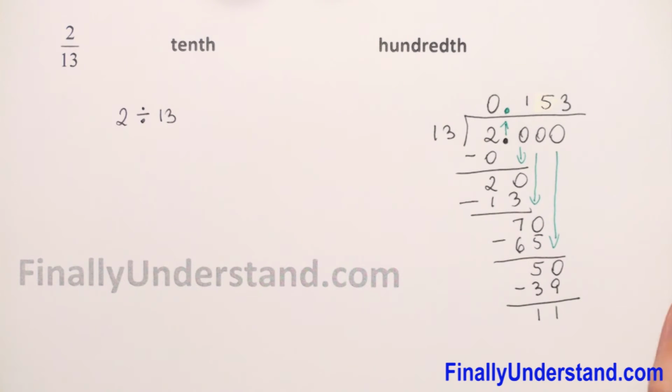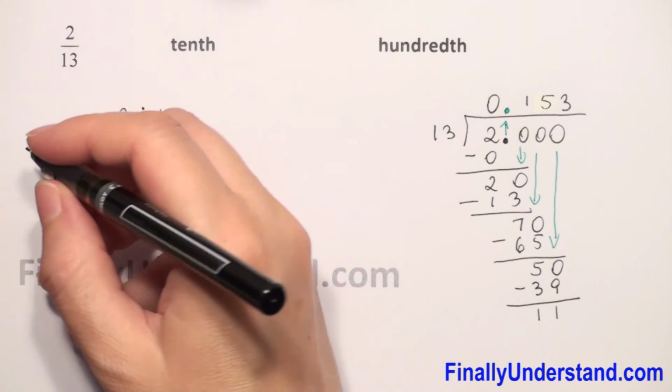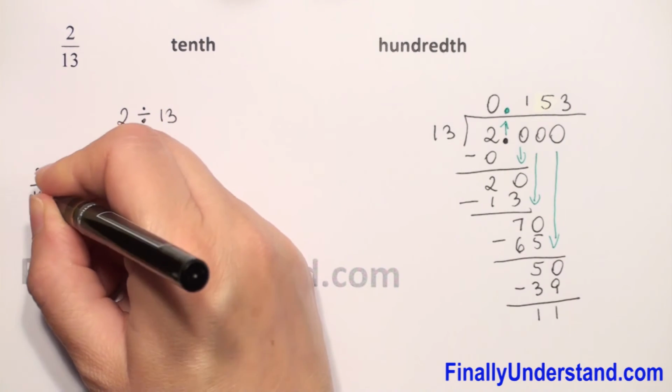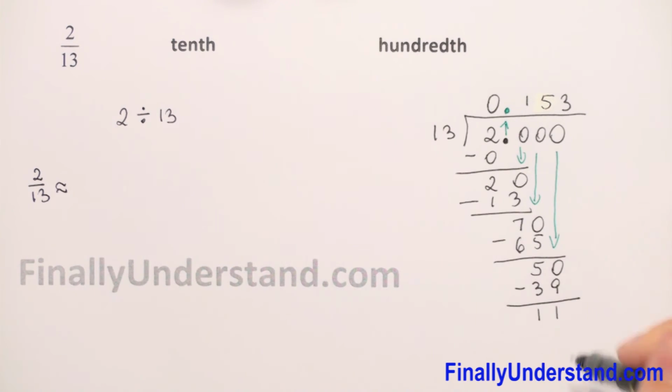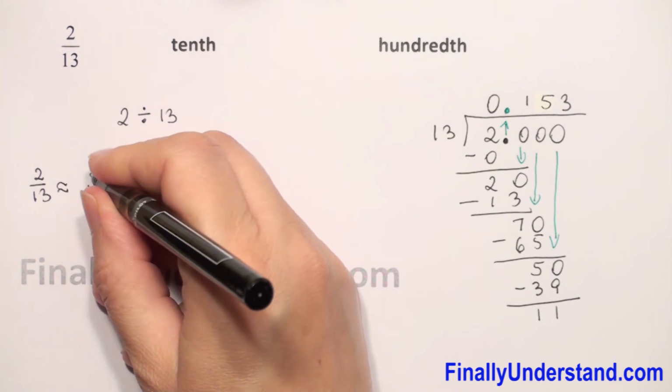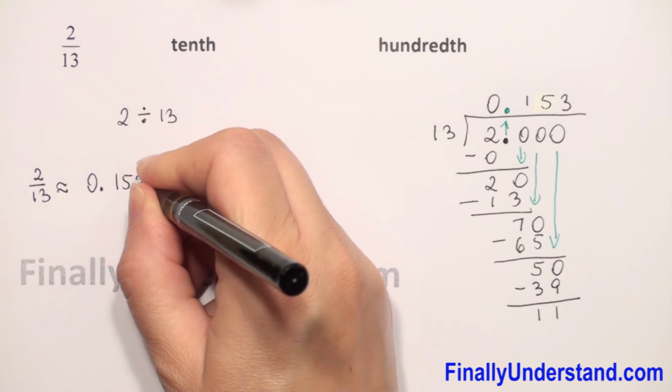can stop long division, and we can rewrite that 2 over 13 is approximately, we write approximately symbol because we didn't finish long division, is 0.153.